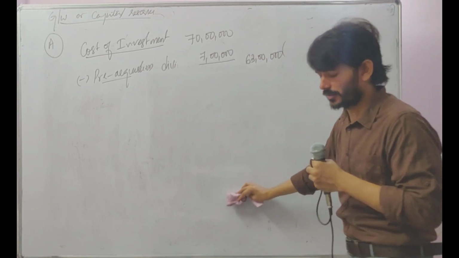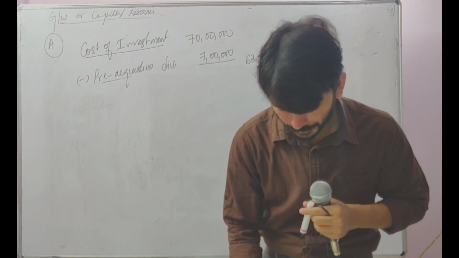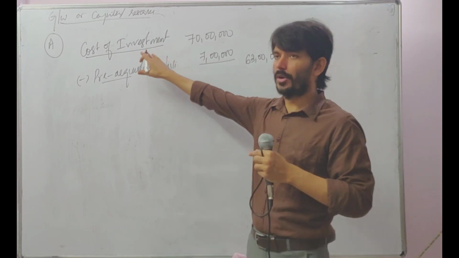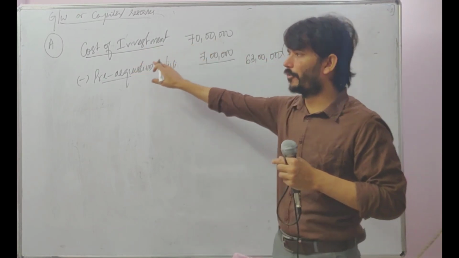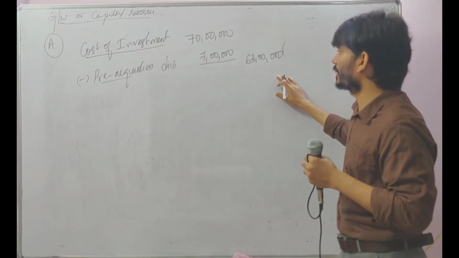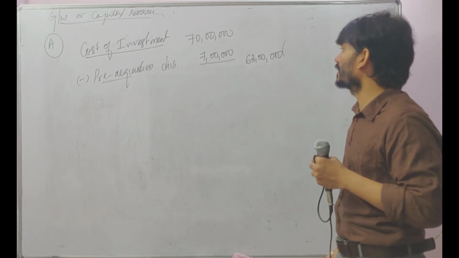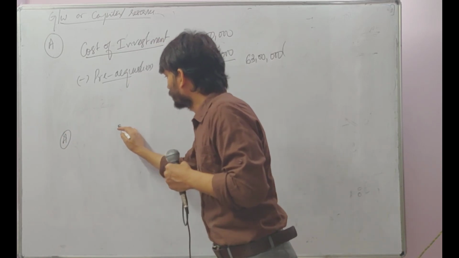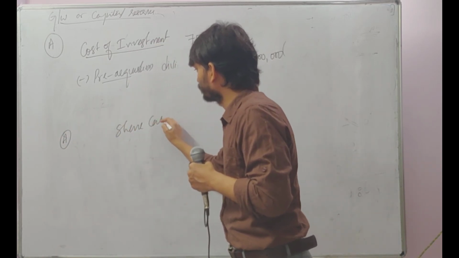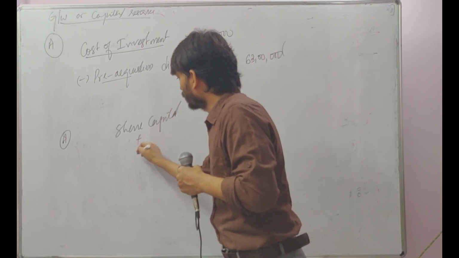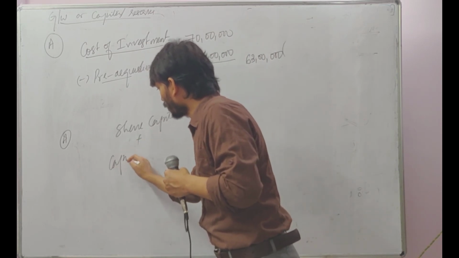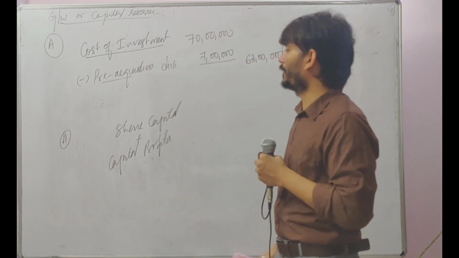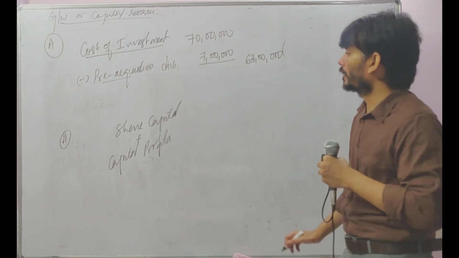I wrapped the question, but I hope you made a note of it. Yeah. So what we have done so far, cost of investment is 70, of which 7 lakhs is a pre-acquisition dividend. So 63 lakhs is my A. And the B is what? Share capital plus capital profit. This is what I was telling you from the last 2-3 videos, right? Or 2-3 illustrations. Now apply this.